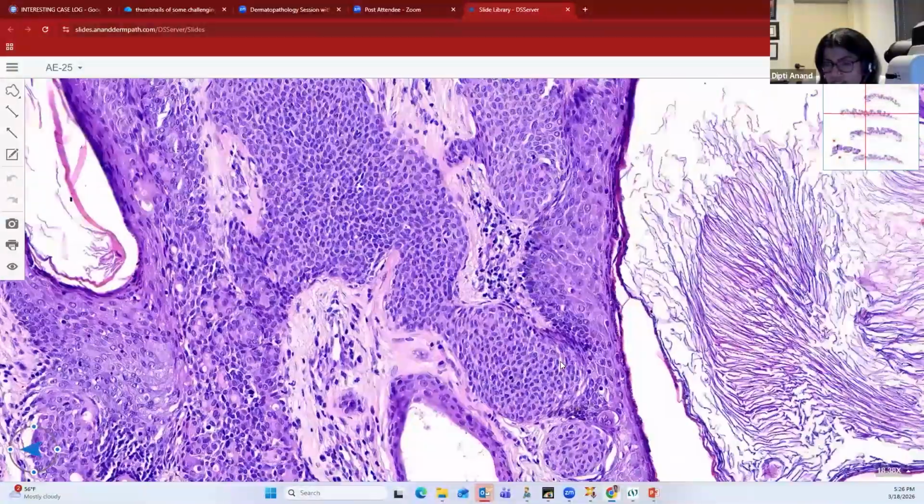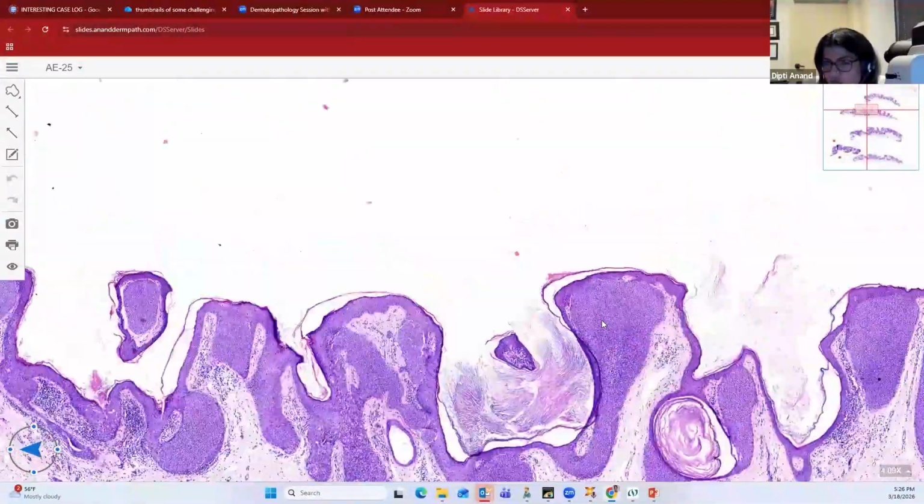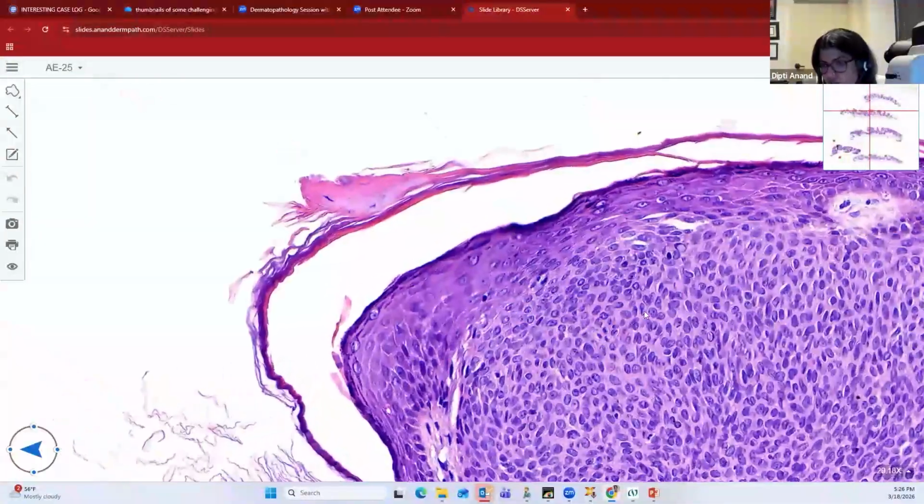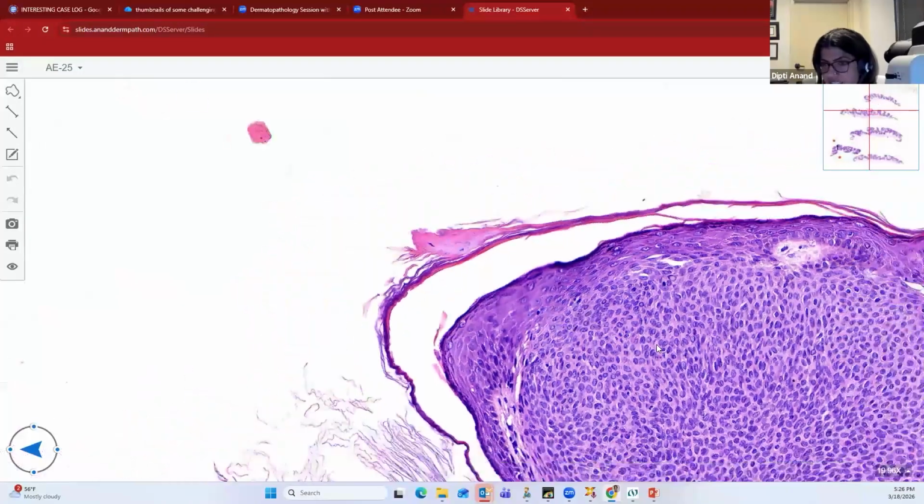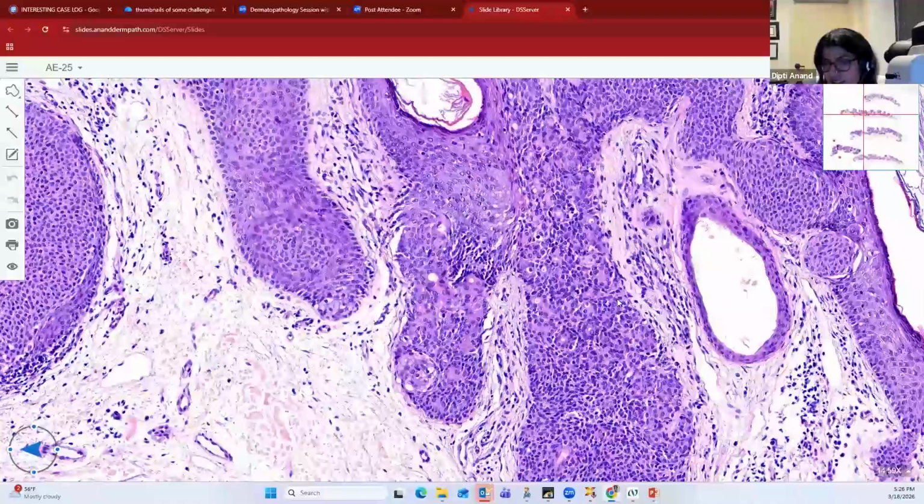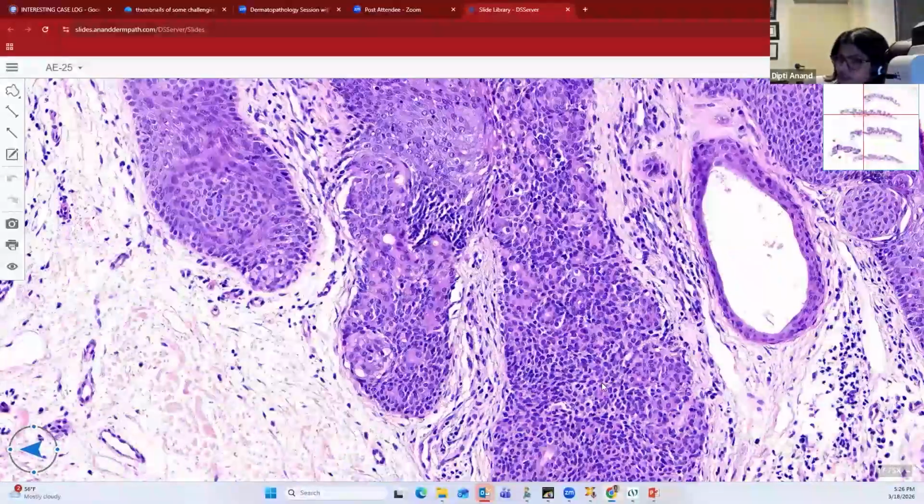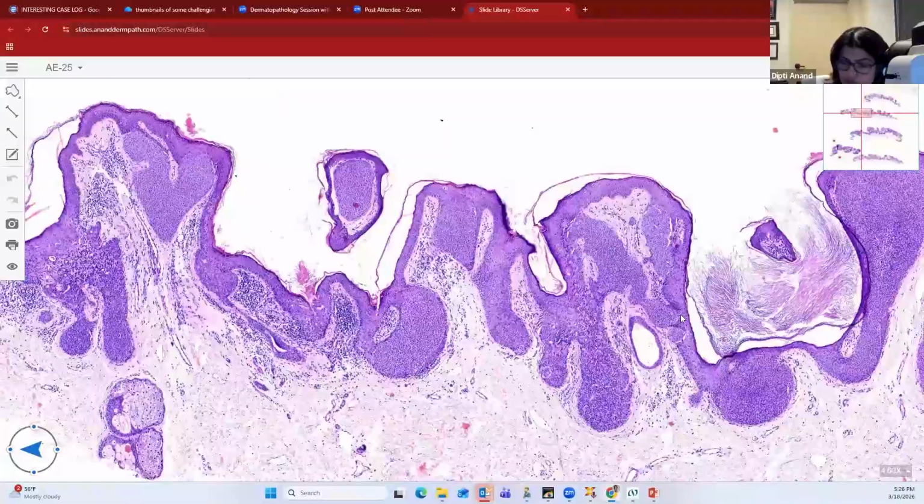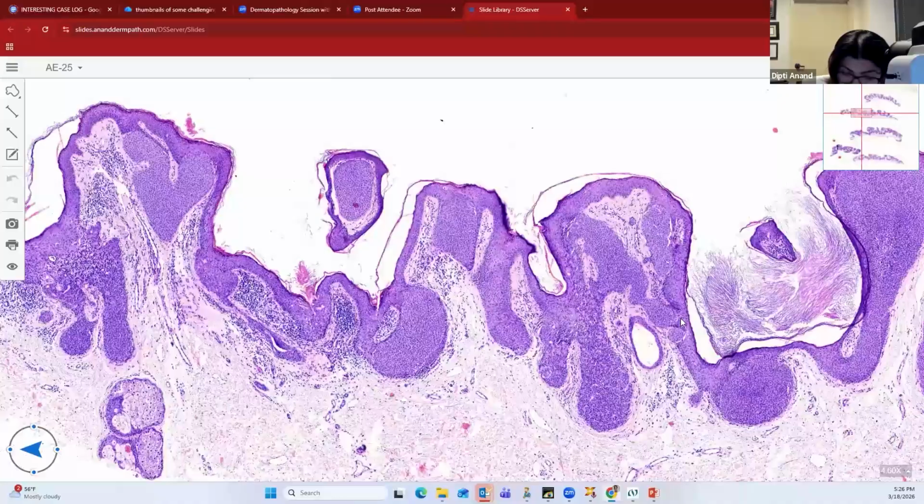intraepidermal proliferation of these small non-monotonous poroid cells. You can see the nice, beautiful, sharp demarcation. The poroid cells, these are the keratinocytes. And then within the lesion itself, you can see the nice glandular ductal element. So that indicates that this is a hidroacanthoma simplex, not a seborrheic keratosis.